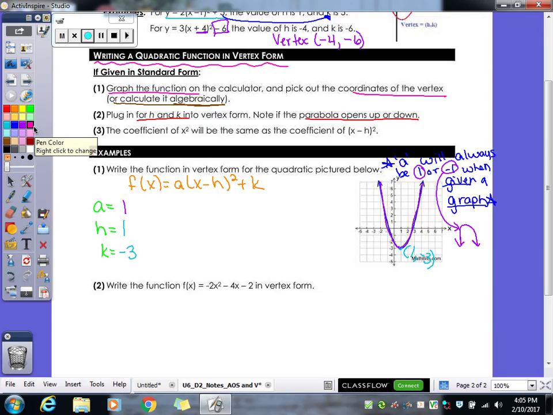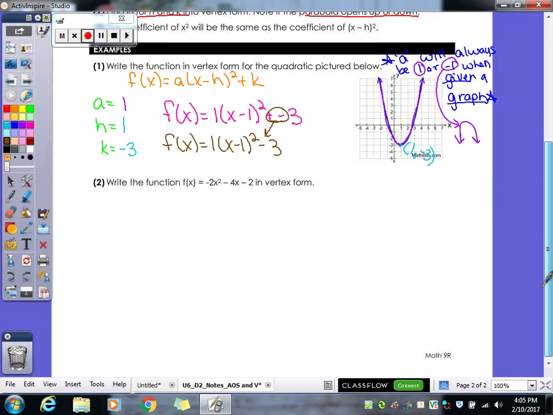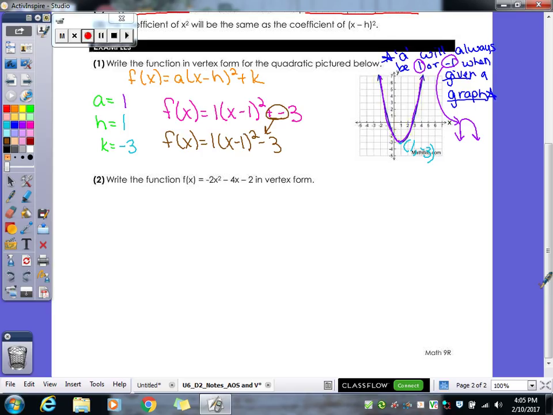So now that I have my 3 unknowns, I can go ahead and fill them in over here. So it would be 1 times (x minus 1) squared plus negative 3. Now we could leave it like that, but we don't have to have the plus and negative 3, so a lot of times what happens is they clean it up and change that to just minus 3. So you just have to recognize that those are the same exact thing. Okay, let's try the next one.